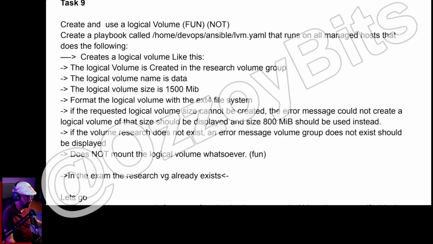The logical volume is created in the research volume group. In your exam, the research volume group already exists. So if you're doing this in your test lab, make sure that the VG called research already exists. So many people failed not the exam, but the practice, the prep, because they don't know this. So the volume group already exists in the exam, which is a prerequisite. You don't have to create it in the playbook itself.